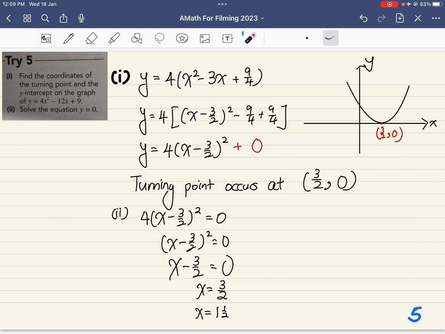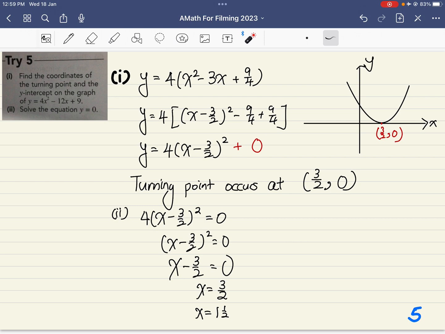Okay, for try 5, similarly to finding the turning point, I have factorized the 4 and completed the square. Now don't be alarmed. Negative 9 over 4 plus 9 over 4 gives you 0. So you multiply the 4 in, the 4 ends up here. 4 times 0 still gives you 0. Notice I've written my 0 in red because you don't need to write the plus 0 there.